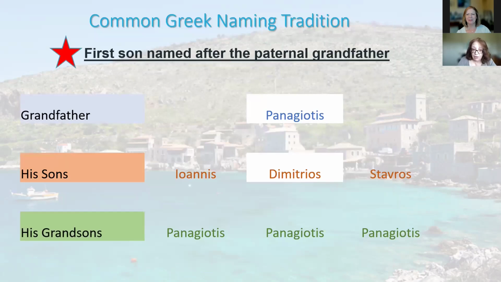Okay. Do you remember this chart from video 1? This is especially important as you start researching in Greek records. Remember, the common Greek naming tradition is to name the first son after the paternal grandfather. So in this example, the grandfather is named Panagiotis. He has 3 sons, Yannis, Demetrios, Stavros. Each one of them has a son, and they name their first son Panagiotis. Now you have multiple Panagiotis in the same generation and probably residing in the same village. They are first cousins. All of them have the same last name. You want to be sure you are not researching the wrong family.